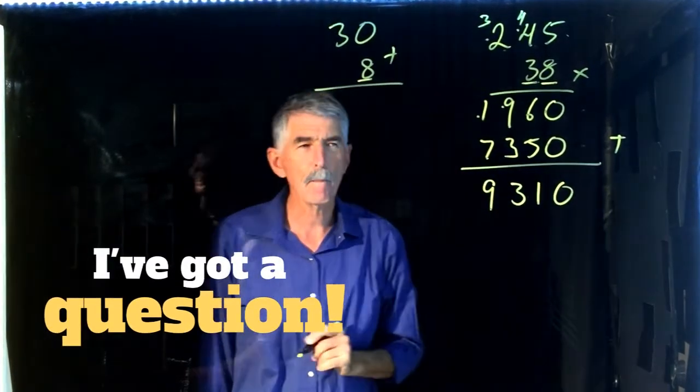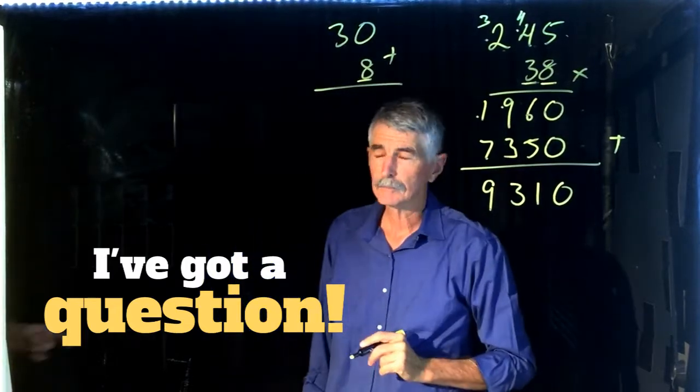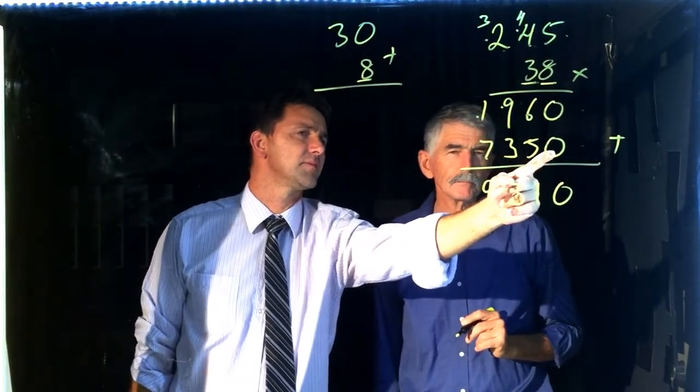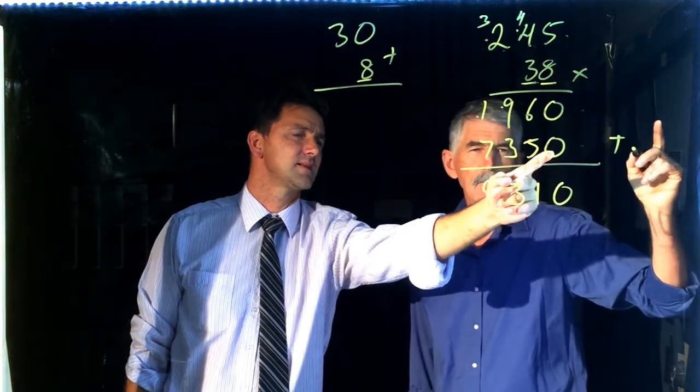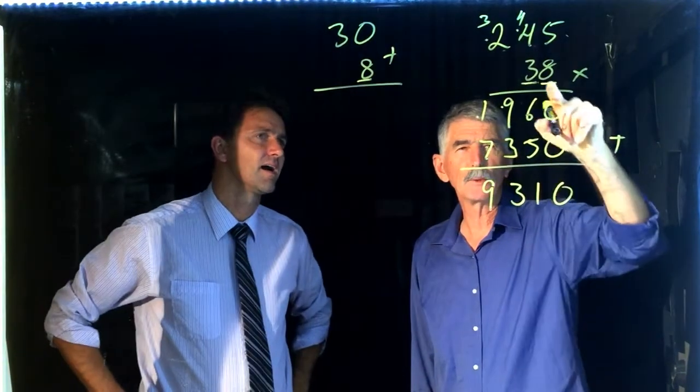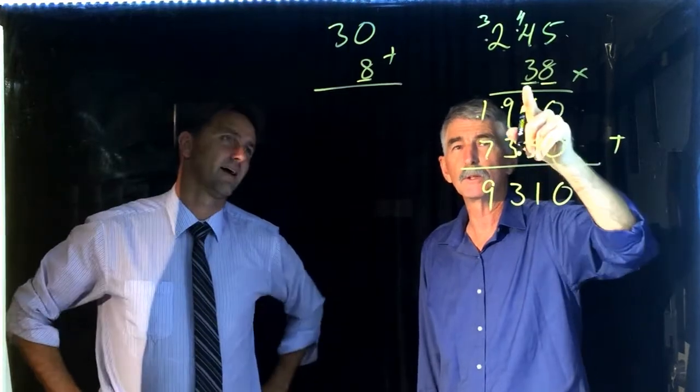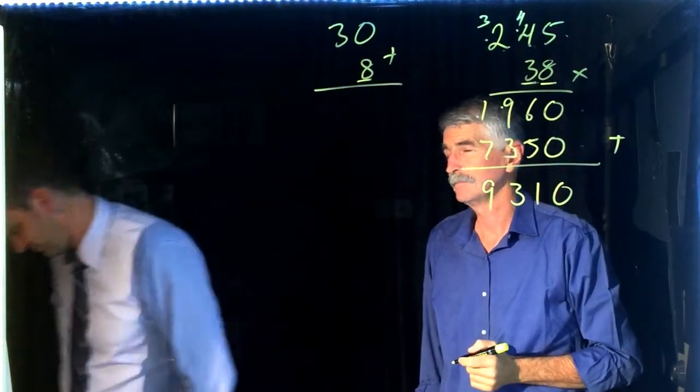But Mr. Forrester, I've got a question. You popped a 0 down there. That just seemed to come out of nowhere for me. Why did a 0 just appear there? And that 0 appeared there because we're multiplying by 30. Oh. So when we're multiplying by 30, we put down a 0 because the 3 is in the tens column. Got it.